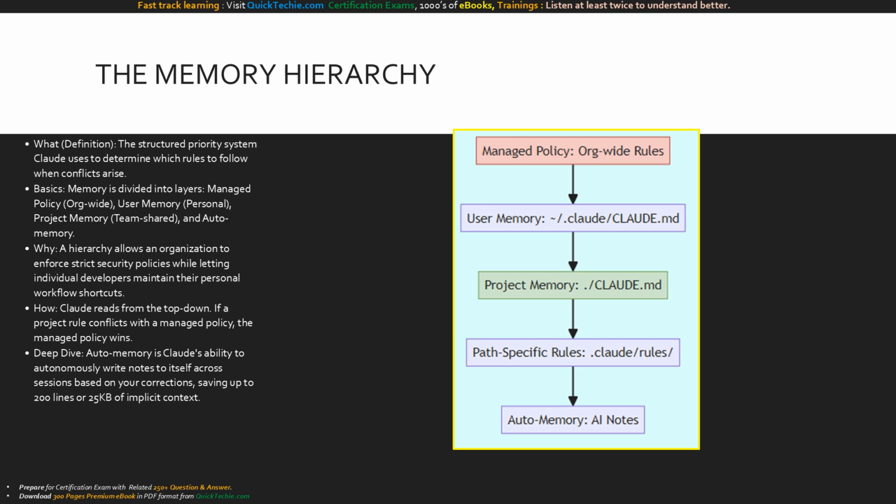This top-down diagram illustrates the memory hierarchy in action. At the very top, in red, is the managed policy, which dictates strict organization-wide rules. This flows down into user memory, then into the green project memory. It gets more granular with path-specific rules, and finally bottoms out at auto memory, where the AI dynamically stores its own learnings. Higher boxes always overrule lower boxes if a conflict occurs.